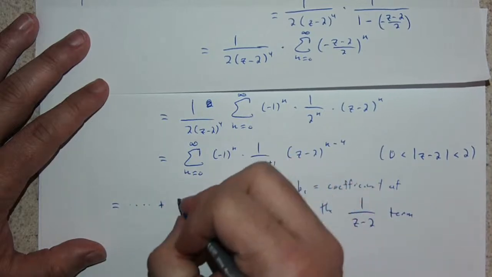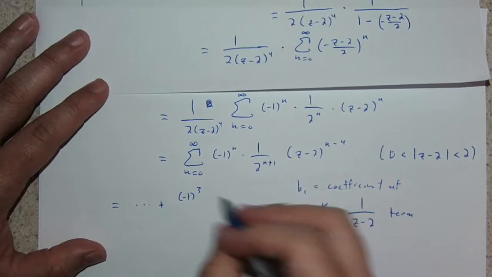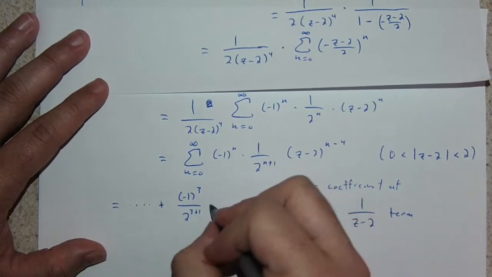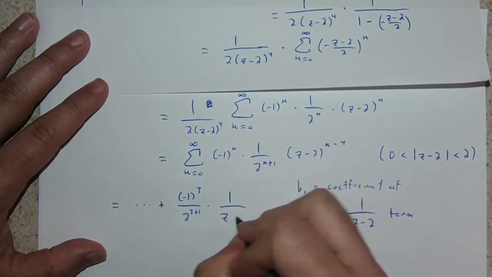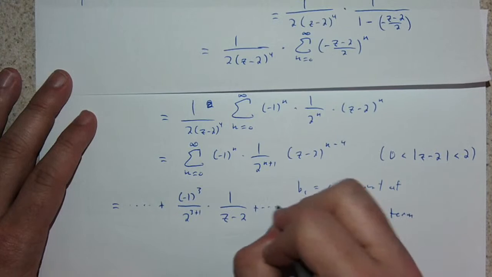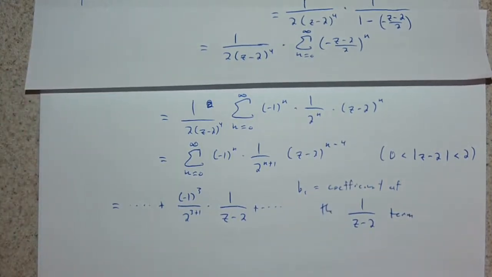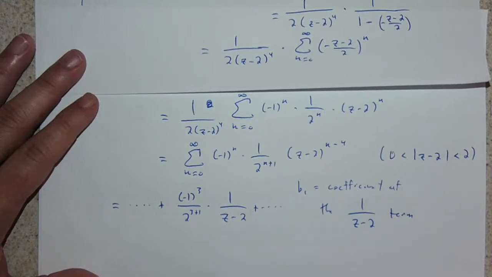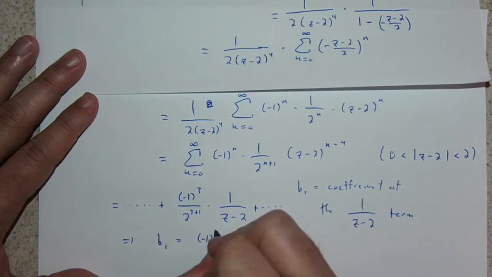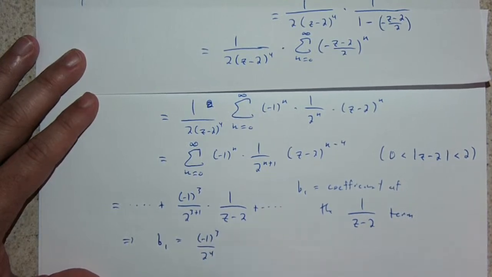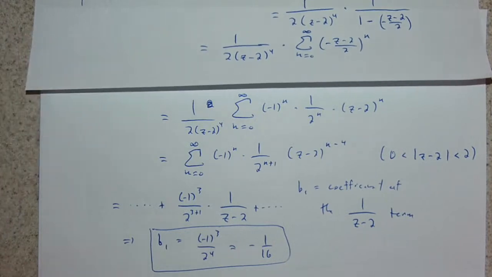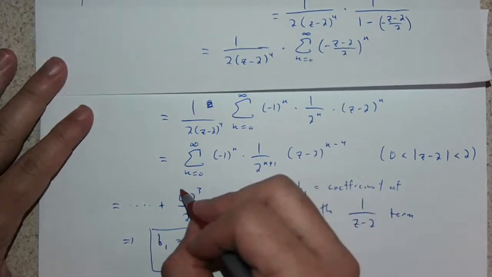The n equals 3 term is going to be minus 1 cubed over 2 to the 3 plus 1 times 1 over z minus 2. And then there's some more stuff. And so what is the residue here, i.e., b sub 1? It is equal to minus 1 to the third over 2 to the fourth, or minus 1/16. This b sub 1 is this coefficient.